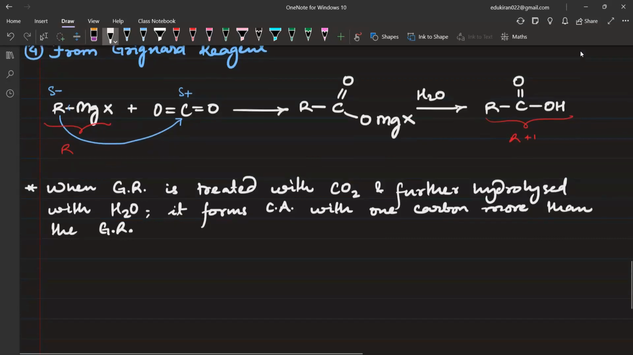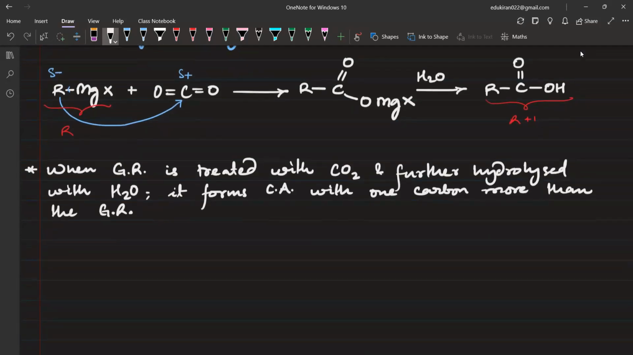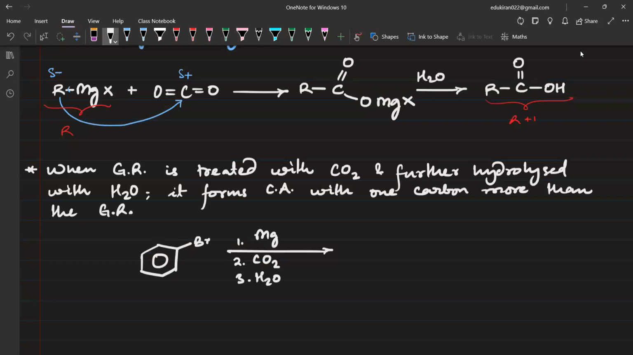Let us take some simple examples first. For example, if you have something like this, your benzene ring which is having a Br group attached here, and here you are doing a sequence of reactions. In the first step you are adding Mg, so you will get Grignard reagent. Second step you are adding carbon dioxide, so you will get the addition product. Third step you are adding H2O. Okay? So what will happen? You will just get the benzene ring, add one carbon to it, where Br was attached there will be COOH.